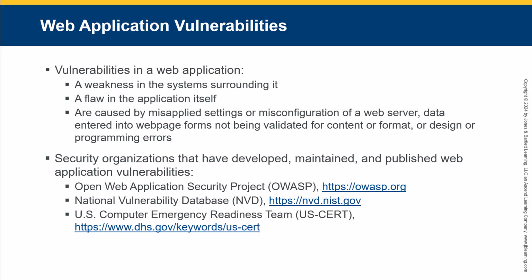Security organizations have developed, maintained, and published web app vulnerability lists. So we have the OWASP, we have the National Vulnerability Database, NVD, and we have the U.S. Computer Emergency Readiness Team, or U.S. CERT. These are the big three. It's not an exhaustive list. There are definitely more, but these are the typical go-to ones.